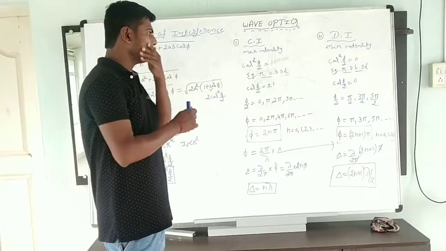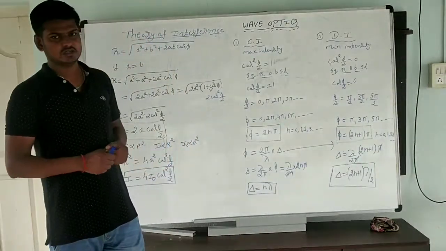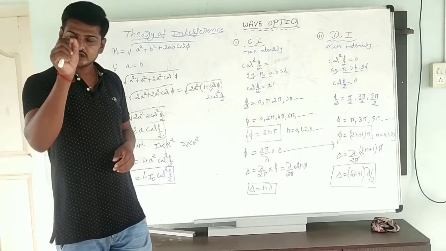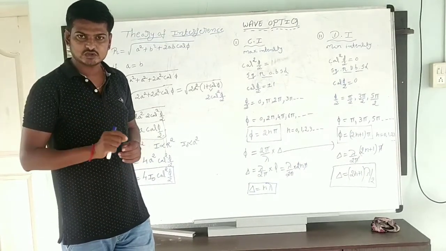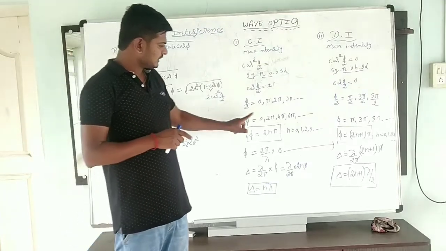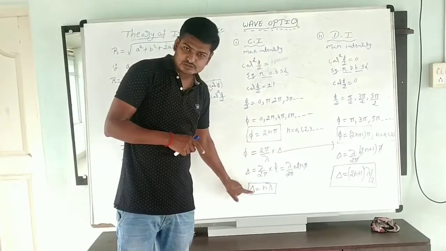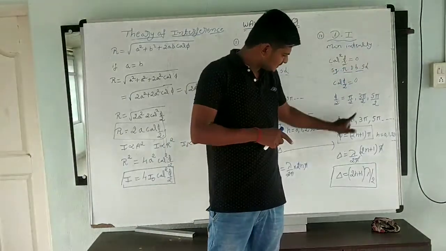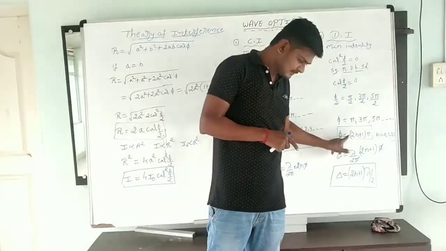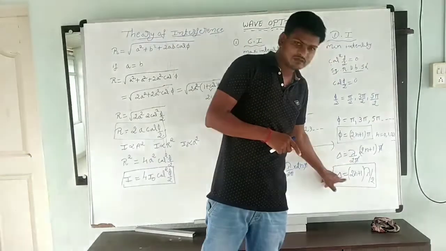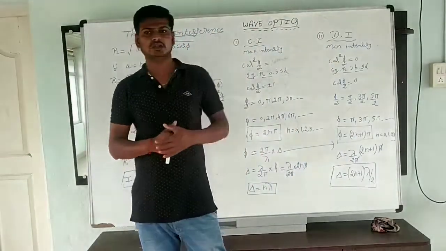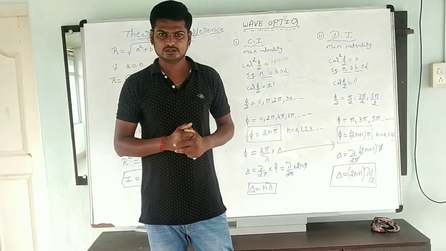This is the theory of interference, and we are going to write the conditions for constructive and destructive interference. We have to write them in terms of phase difference or in terms of path difference. Here also we write the condition for destructive interference in terms of phase difference or path difference. Clear? This is the theory of interference.